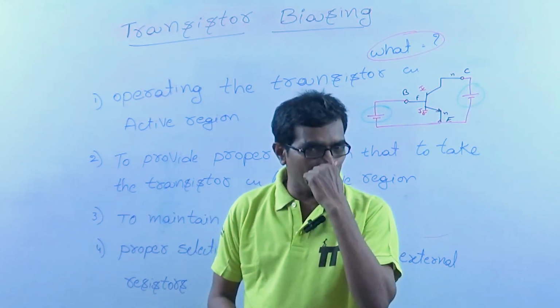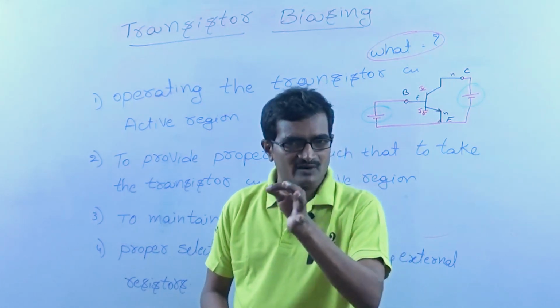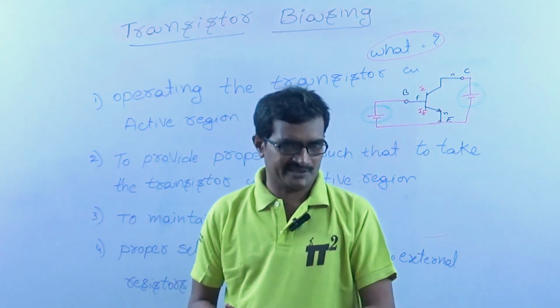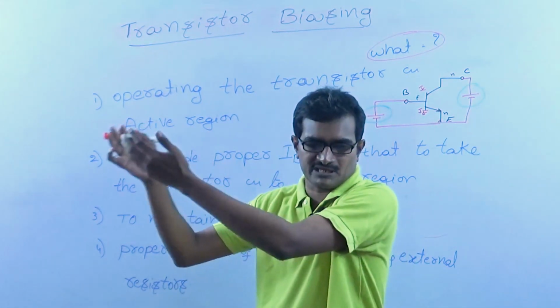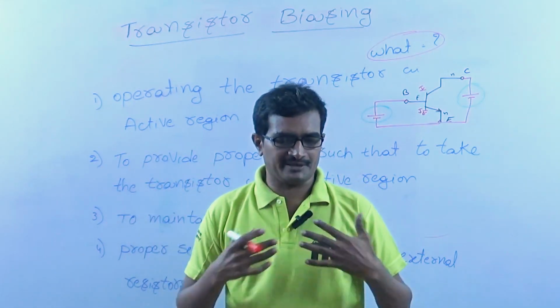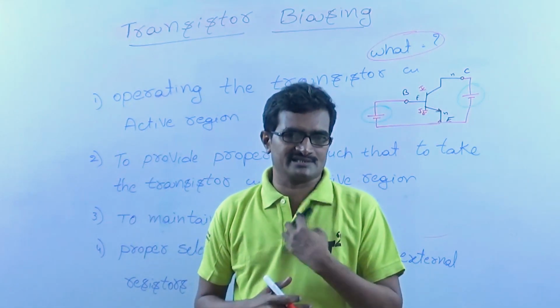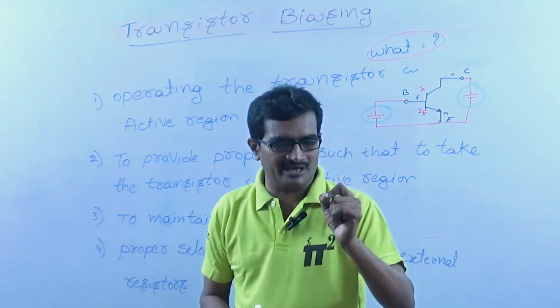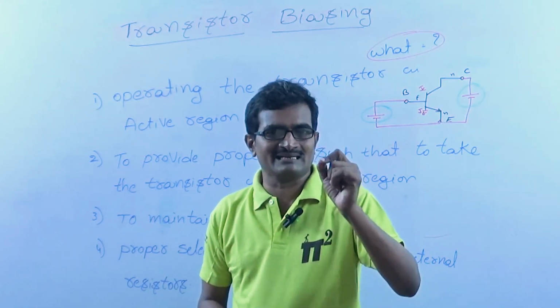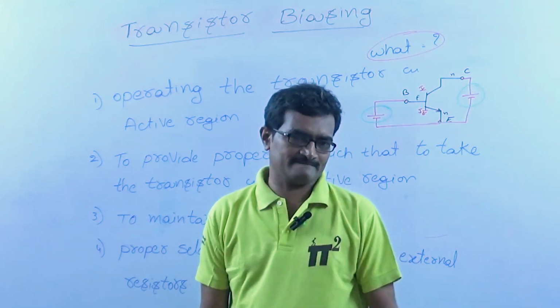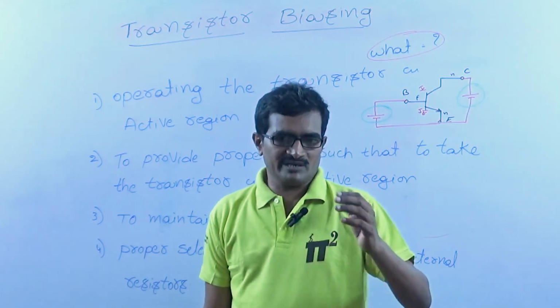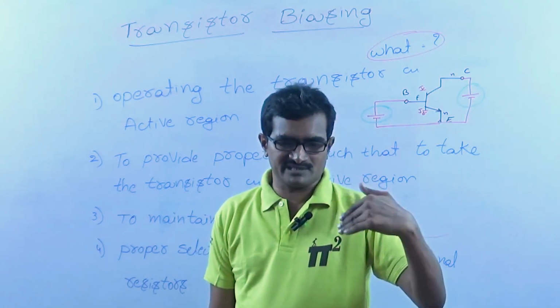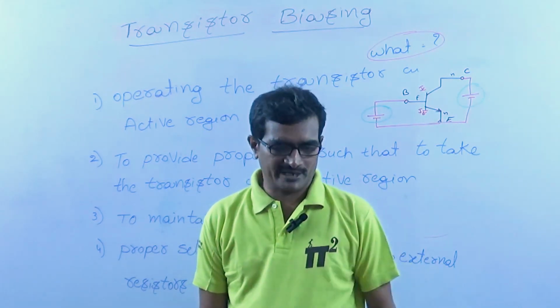So far we know what is active region, what is saturation, what is cutoff region. Now leave saturation and cutoff. Now we are in active region. That means our transistor is in active region. In active region only our transistor acts as an amplifier. So don't mind, I am repeating this active region a number of times because it is very, very important.